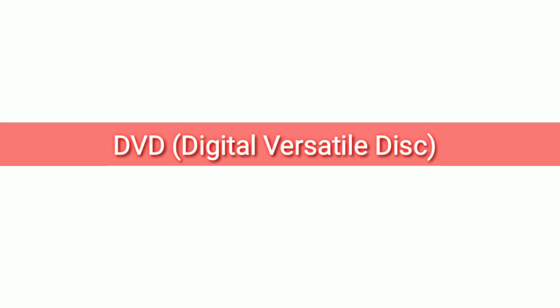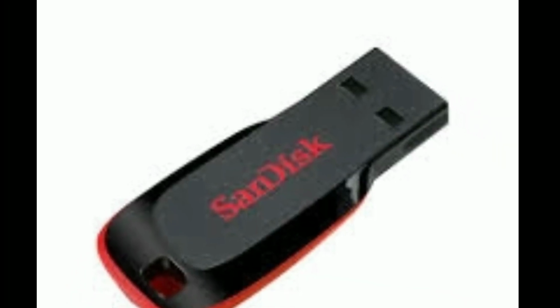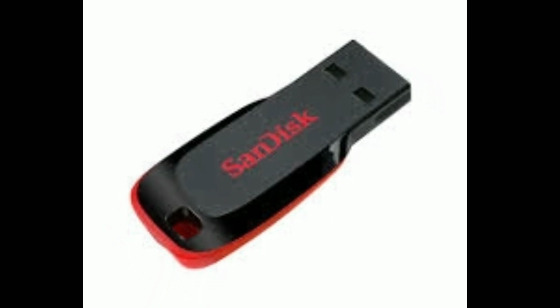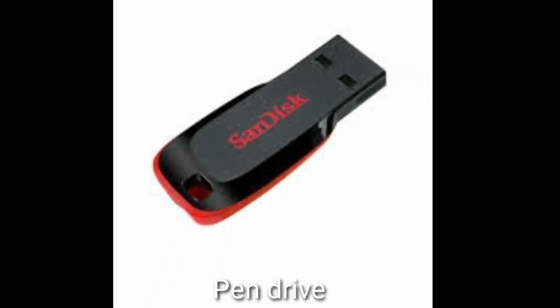DVD, also known as digital versatile disc, is an optical disc storage media. DVD is the same dimension as a compact disc but stores more than 6 times its data. Normally, it can hold 4.7 GB of data. Pen drive. Pen drive is a small sized portable storage device that can be used to transfer files easily between computer systems. It is available in different storage capacity and styles.